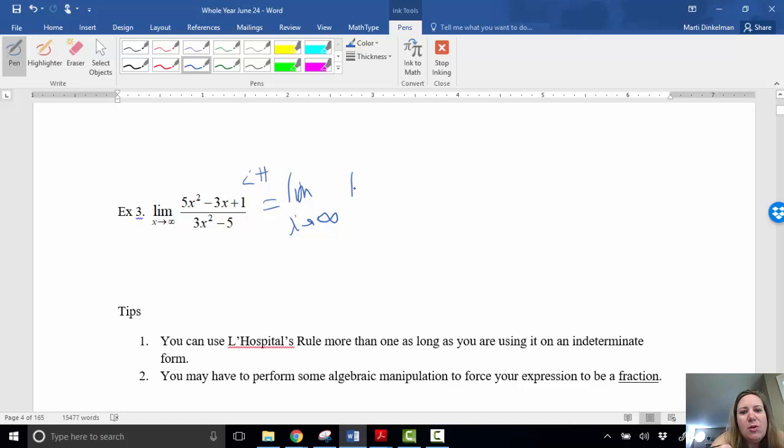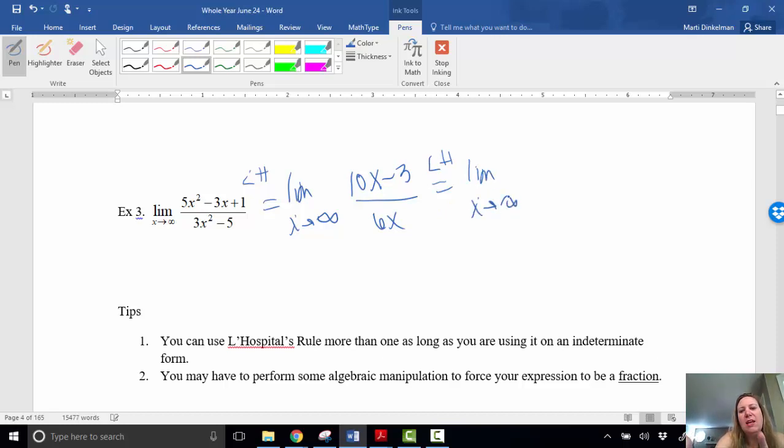Okay, so the derivative of the numerator would be 10x minus 3, and the derivative of the denominator is going to be 6x. And technically I still have an indeterminate form. I have infinity over infinity. Again, most of the time we know the answer to this, but I'm just going to keep going so I can kind of prove that we were right.